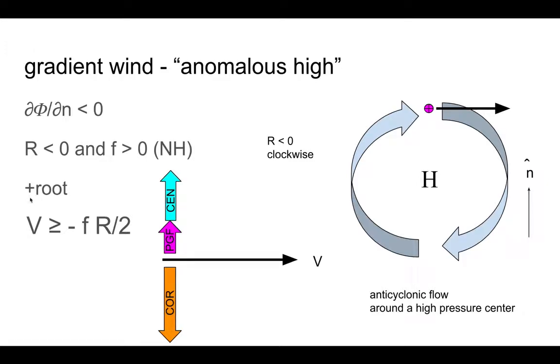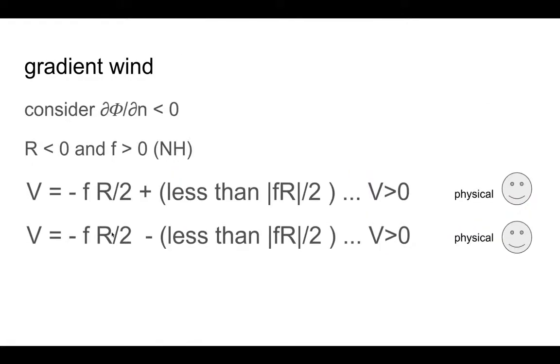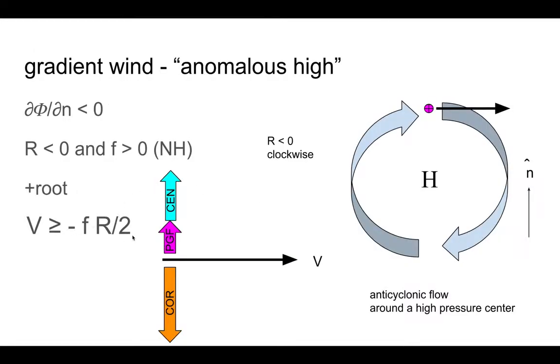Now that positive root, we end up with a value of v that's greater than minus fR over 2. Okay, so going back and look at the solutions, remember minus fR over 2 is positive, and we're adding some positive number to it. So that ends up being greater than minus fR over 2. And the reason why this is an anomalous high is that this larger value gives us a relatively large centrifugal acceleration.